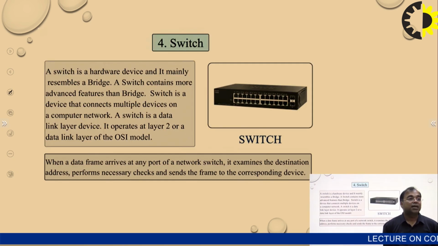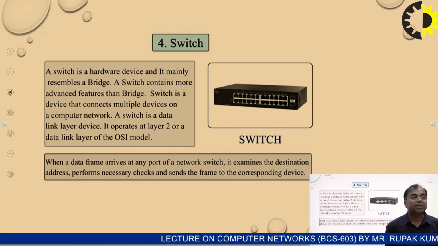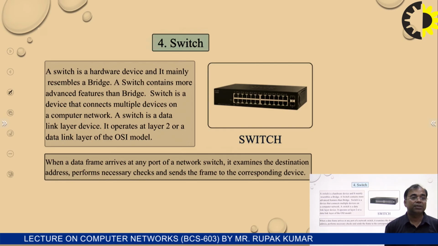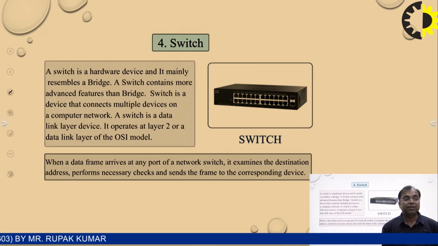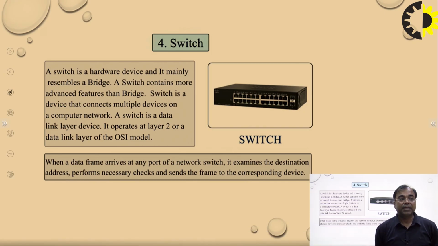A switch is basically a hardware device, and it mainly resembles a bridge. A switch contains more advanced features than a bridge, so we can say a switch is the upper segment of a bridge. A switch is a device that connects multiple devices on a computer network. It is a data link layer device, and it operates at layer 2. It is also a layer 2 device like a bridge. So the data link layer of the OSI model contains the switch as one of its devices.